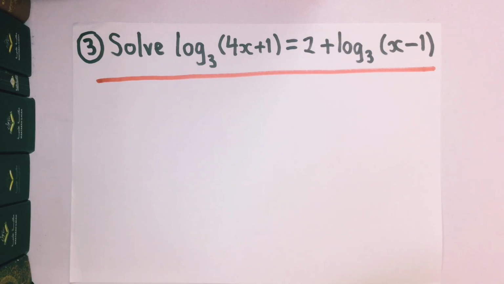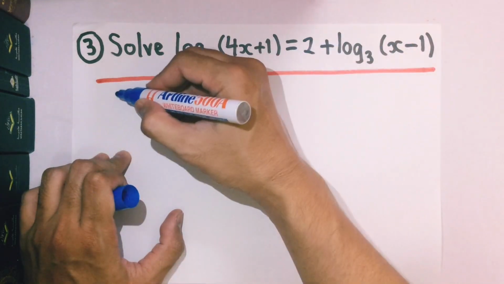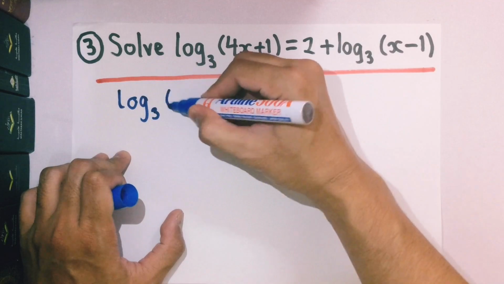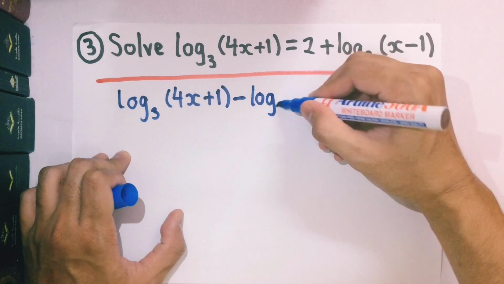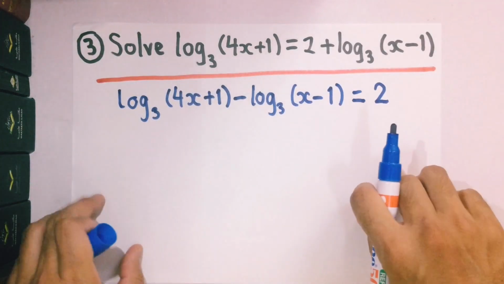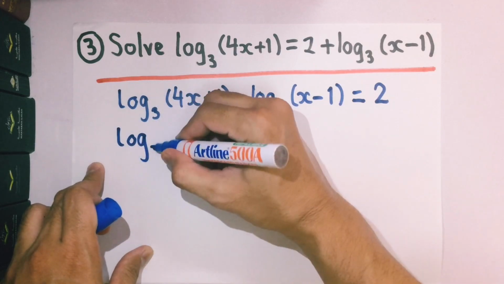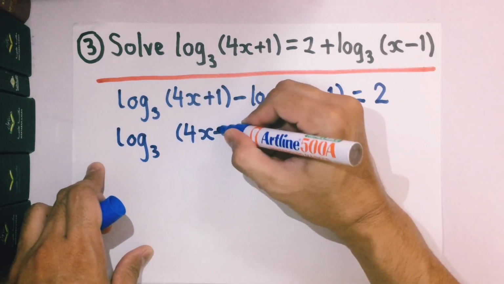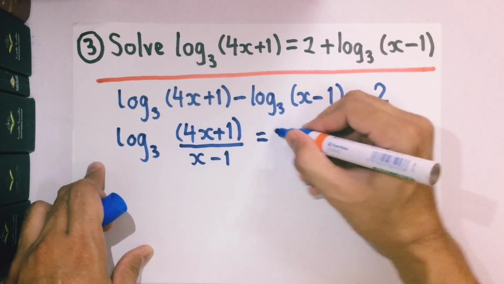Right, this is the last example. You have to solve log base 3 of (x plus 1) equals 2 plus log base 3 of (x minus 1). First, we have to be systematic. So what we do is we're going to bring this term to this side. So you're going to write log 3 of (x plus 1) minus log 3 of (x minus 1), and then equals 2. By the law of logarithm, when you have minus, you're going to divide these two. So you're going to do it like this: log 3 of (x plus 1) over (x minus 1) equals 2.